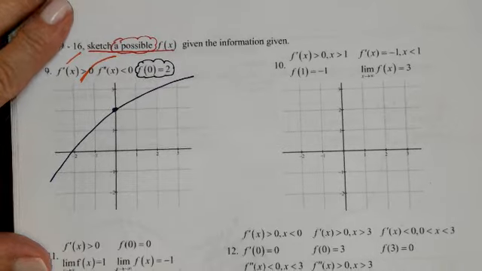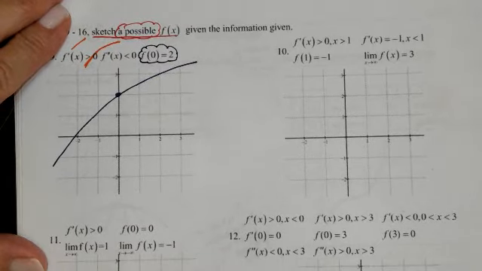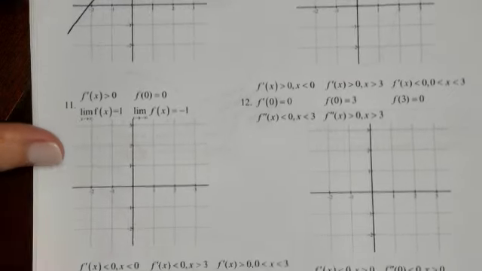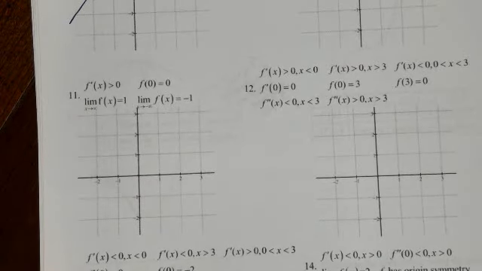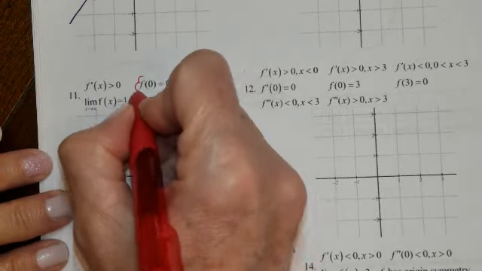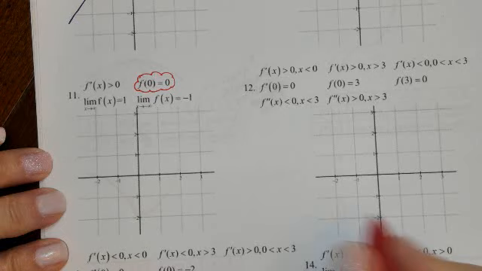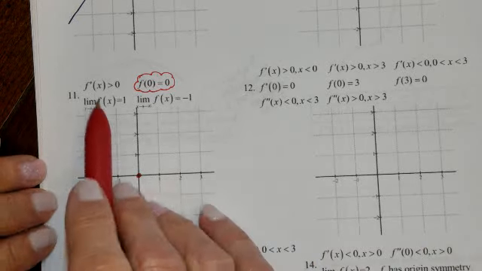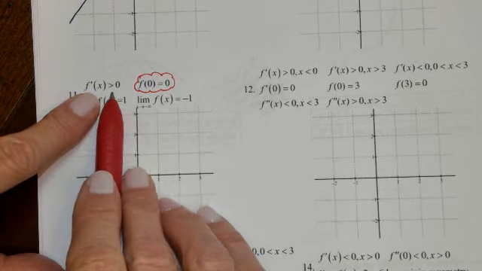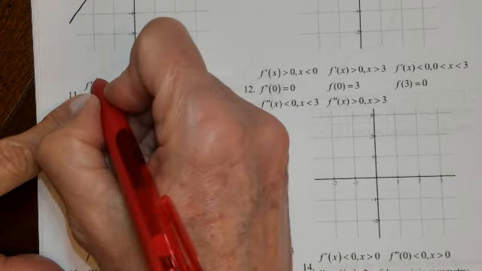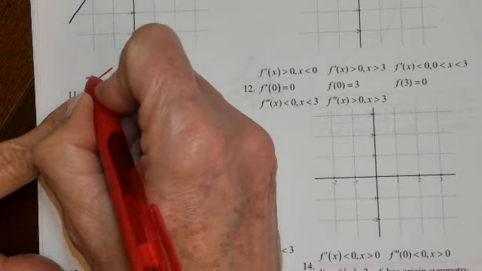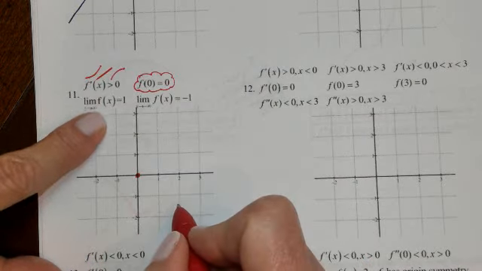All right, let's take a look at one of these with a limit, which several of them have. Let's take a look at number 11. Did they give us a point? Yes, they did. They gave us the origin. The origin is on my graph. Okay? All right, and here they tell me that f prime is positive, which tells me that the graph is going to be increasing. I don't know if it's increasing concave down or increasing concave up, but I know it's always increasing.